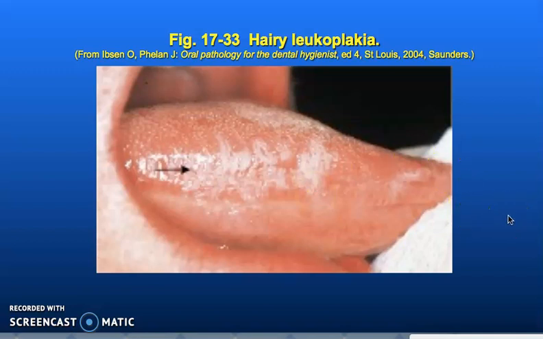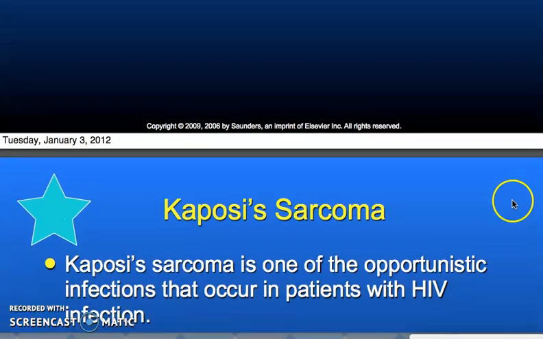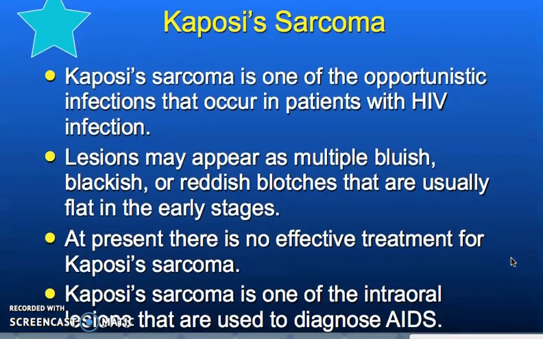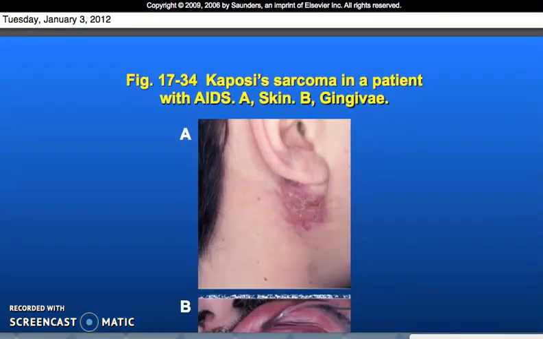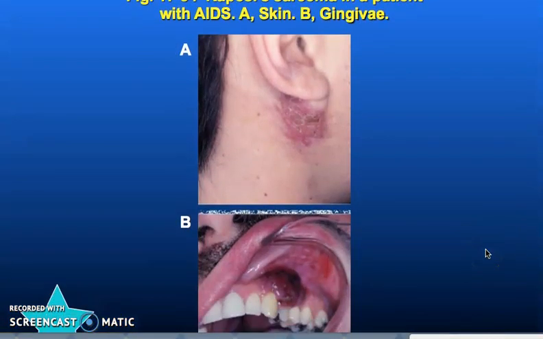So that's hairy leukoplakia. And Kaposi sarcoma is one of the opportunistic infections that occurs in HIV patients. The lesions can appear bluish, blackish, or red. No treatment for Kaposi sarcoma. And here we have a picture of it on the outside of the skin and also in the oral cavity.